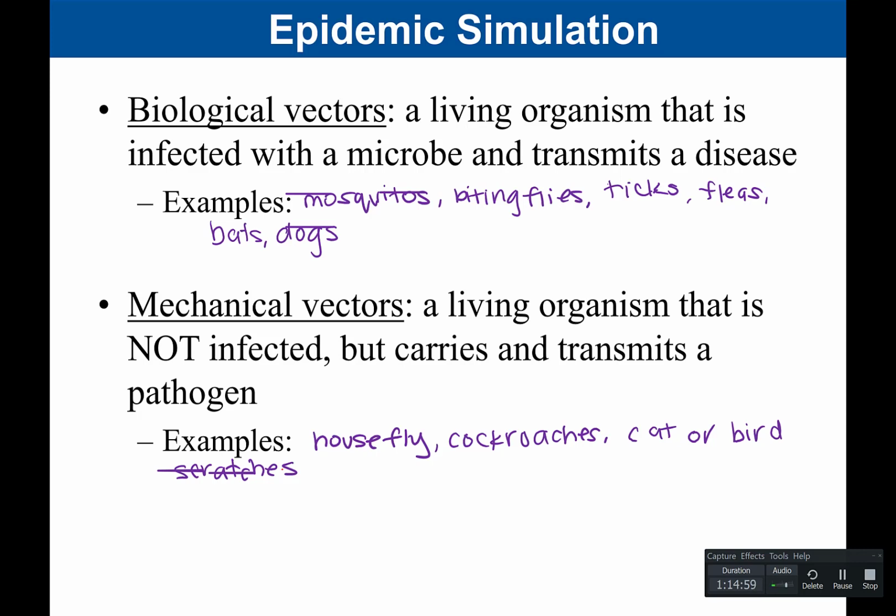And so what you can see is there are a variety of different ways that diseases can be transmitted. There's not just one way. Different diseases have different modes of transmission.